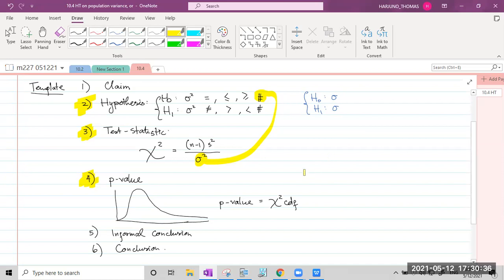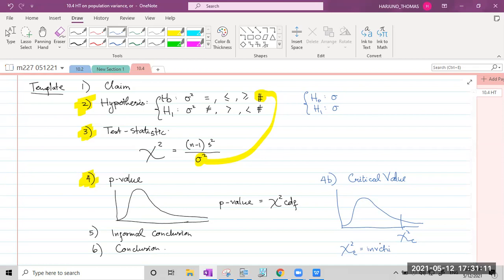Now for the critical value later on, we need to find the chi-squared critical, right? Then we will use inverse chi, which we programmed into our calculator last week before the test, or maybe even longer than that.